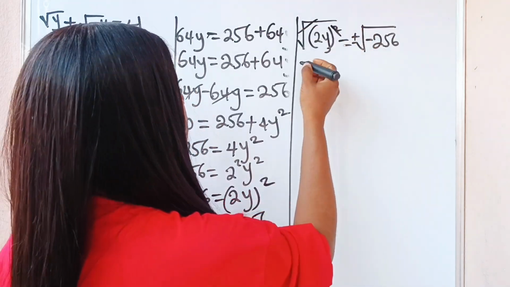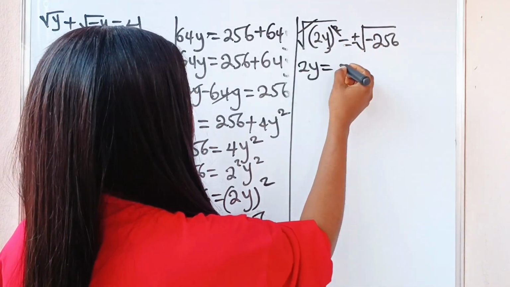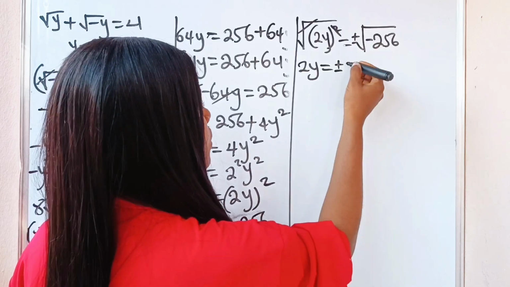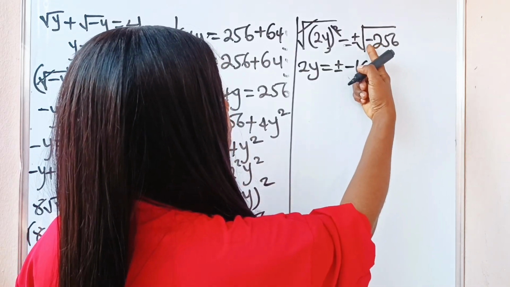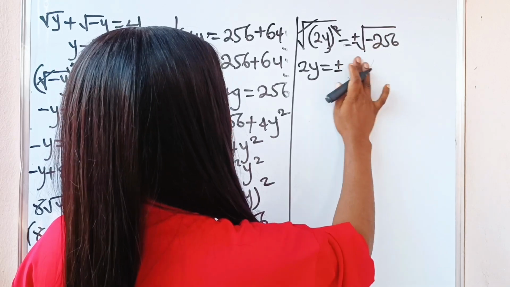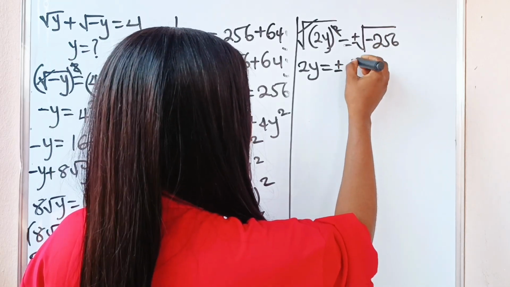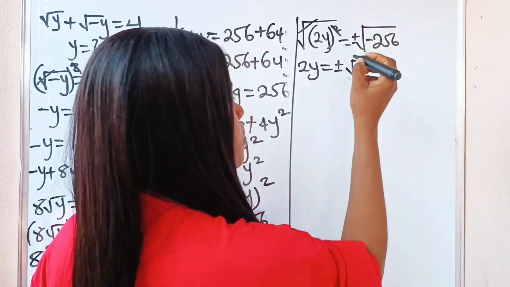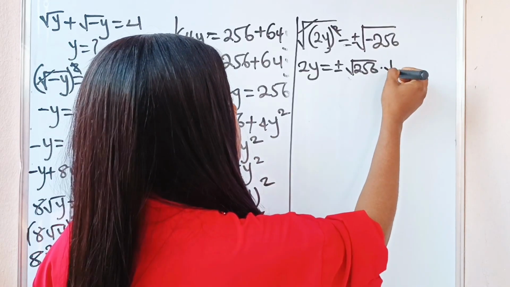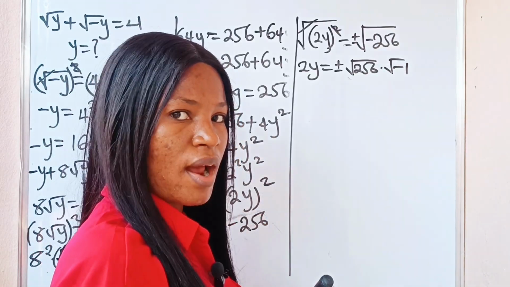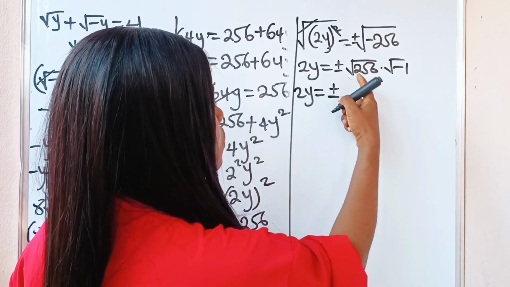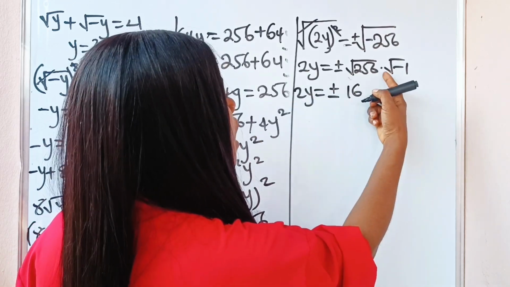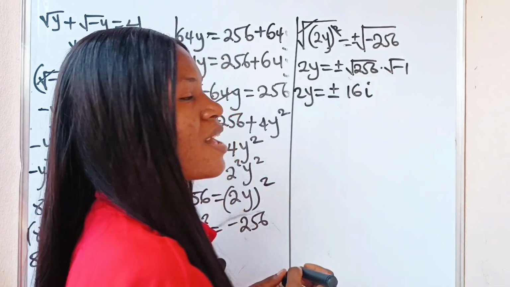Now we cancel this and we have 2y is equal to plus or minus... this is going to be the square root of 256 multiplied by the square root of minus 1, right? So we have 2y is equal to plus or minus, the square root of 256 is 16 and the square root of minus 1 is i.